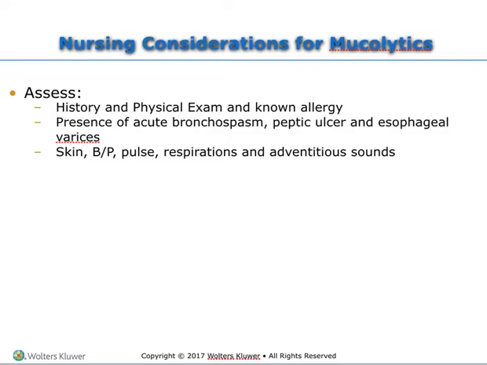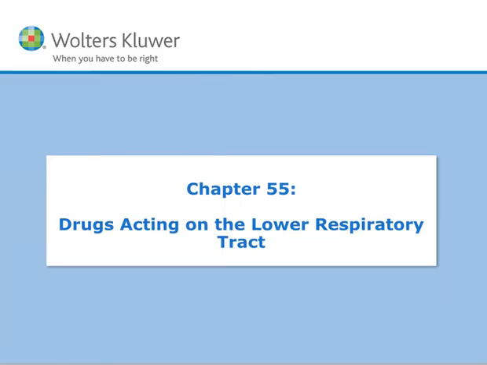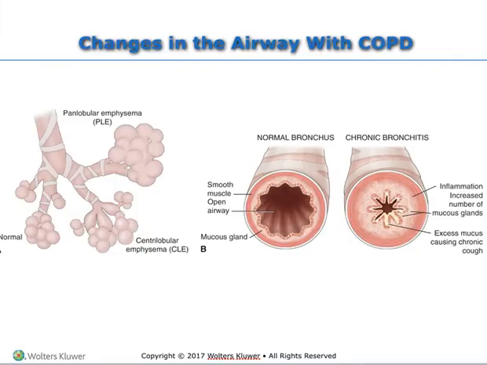Okay, so that brings us to drugs that affect the lower respiratory tract. So first I wanted to just revisit the changes that occur to the airway with COPD. We've got on the left normal alveoli sacs and then emphysemic alveoli sacs. You can see they're much larger, and that's where the air gets trapped and isn't able to diffuse effectively. Then on the right side of the screen, you've got a normal bronchi versus chronic bronchitis. The inflammation, the mucus, you can see that.